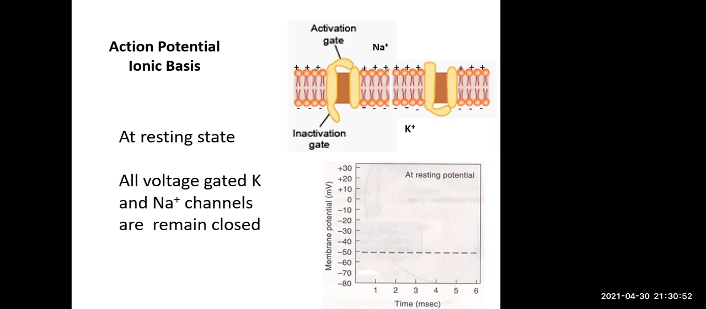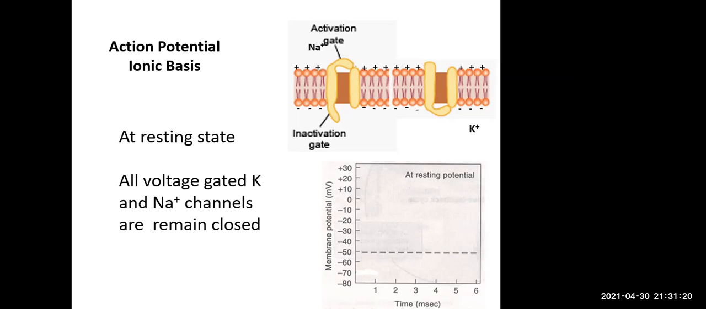of the action potential. So, at the resting state, they are in the normal position. All voltage gated potassium and sodium channels remain closed. When the activation gate is closed, now we can see the activation gate is in the closed position. Even for the potassium, it is in the closed position. This is at the resting state. So at the resting state, sodium or potassium cannot enter.